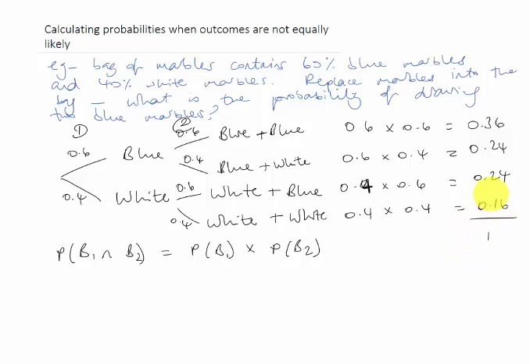So you're always going to draw a blue and a blue, or a blue and a white, or a white and a blue, or a white and a white. So that's just what I'm showing you here. So the probability of a blue for the first time is 0.6 times the probability of a blue for the second time, which is also 0.6, so that's 0.36.